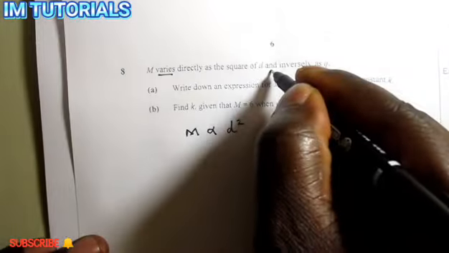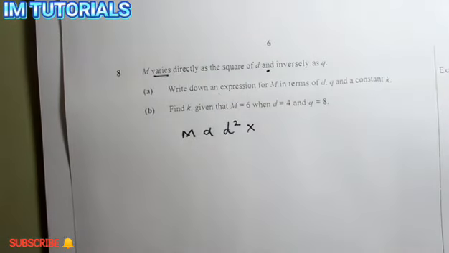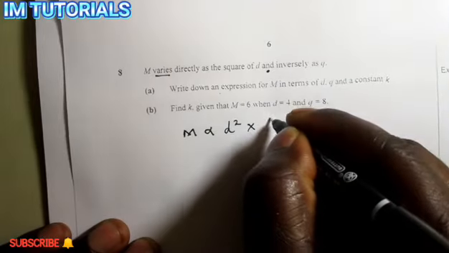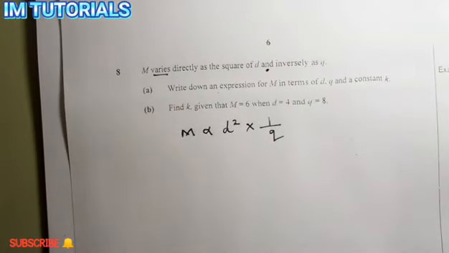Then 'and' means multiplication. So we multiply. Inversely. Inversely means 1 over something. So we are going to multiply by 1 over. Inversely as q. So 1 over q. I hope you are listening. So this is the first thing to do.